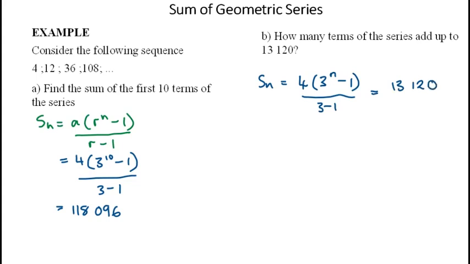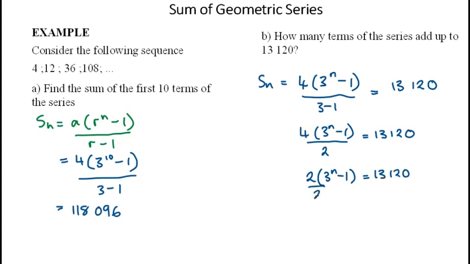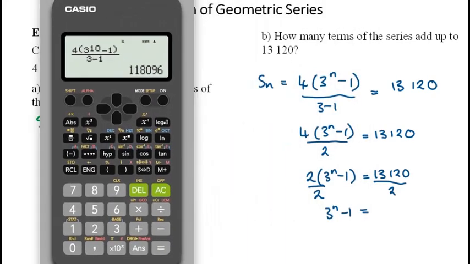13,120. Okay, so now we're going to solve this as an equation. So that means 4 by 3 to the power of n minus 1 over 2 is equal to 13,120. Okay, 4 divided by 2, we know that is 2. So 2 by 3 to the power of n minus 1 is equal to 13,120. Okay, divide by 2 on both sides. So that means 3 to the power of n minus 1 is equal to, let's just divide that by 2 quickly.